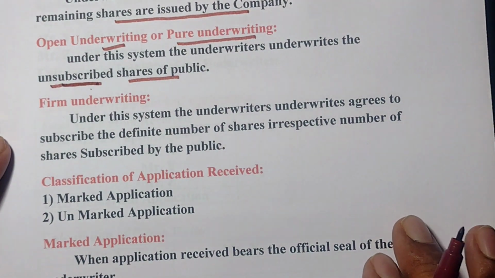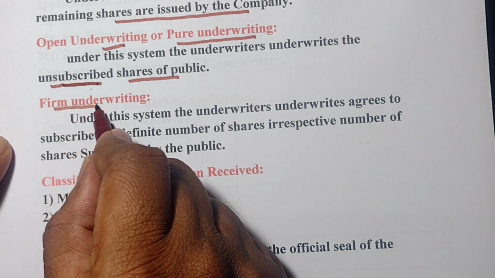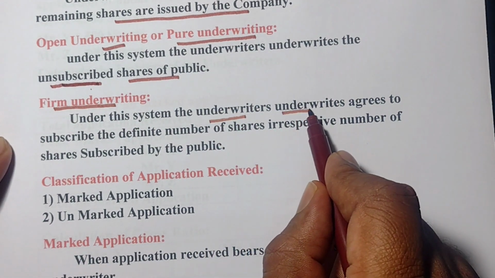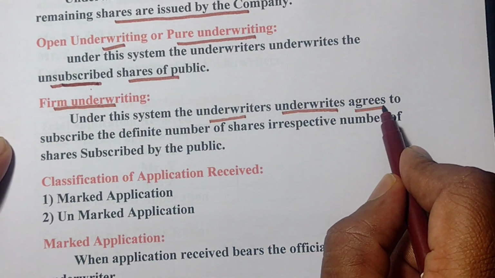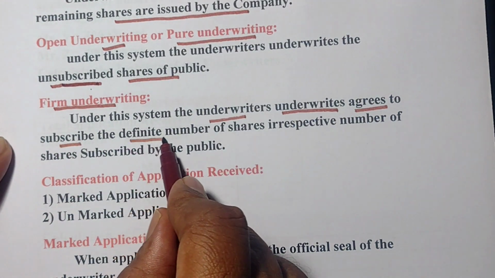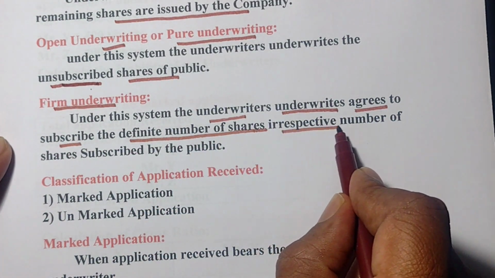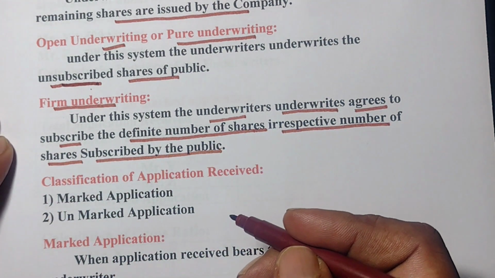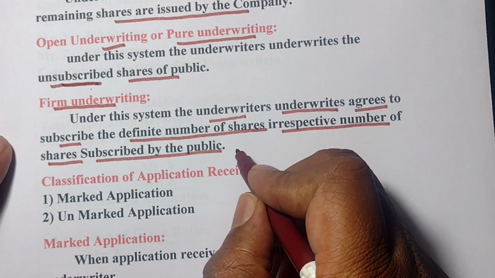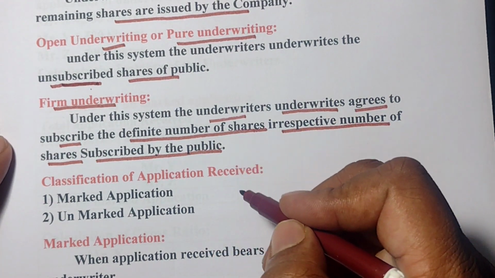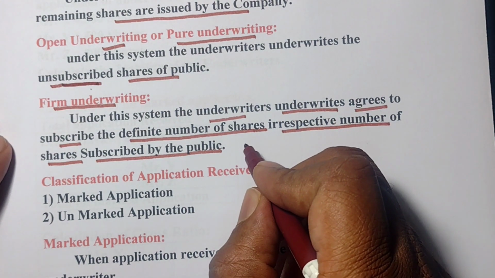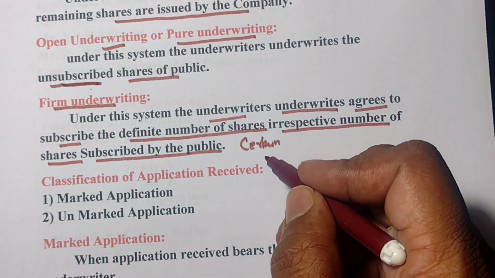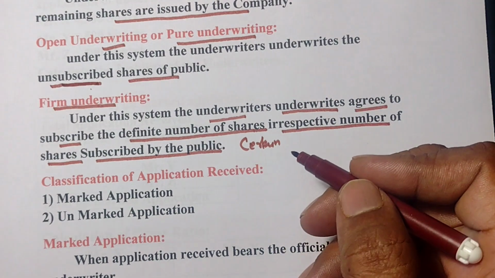But firm underwriting is entirely different. Under firm underwriting, the underwriters underwrite or agree to subscribe a definite number of shares irrespective of the number of shares subscribed by the public. It means that whether the public purchases the shares or not, whether the public applies or not, the underwriters will apply for a certain number of shares for their own purpose. That is called firm underwriting.